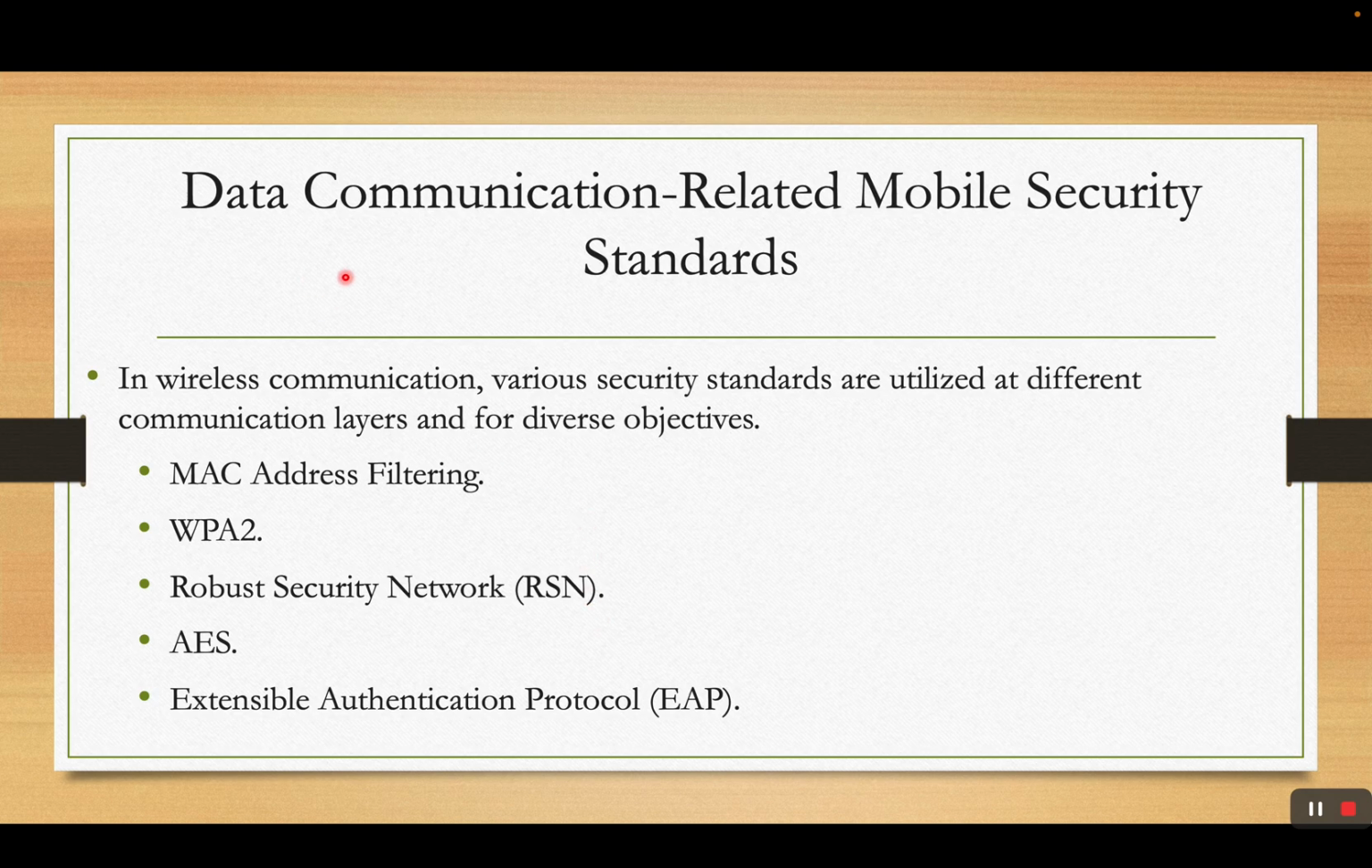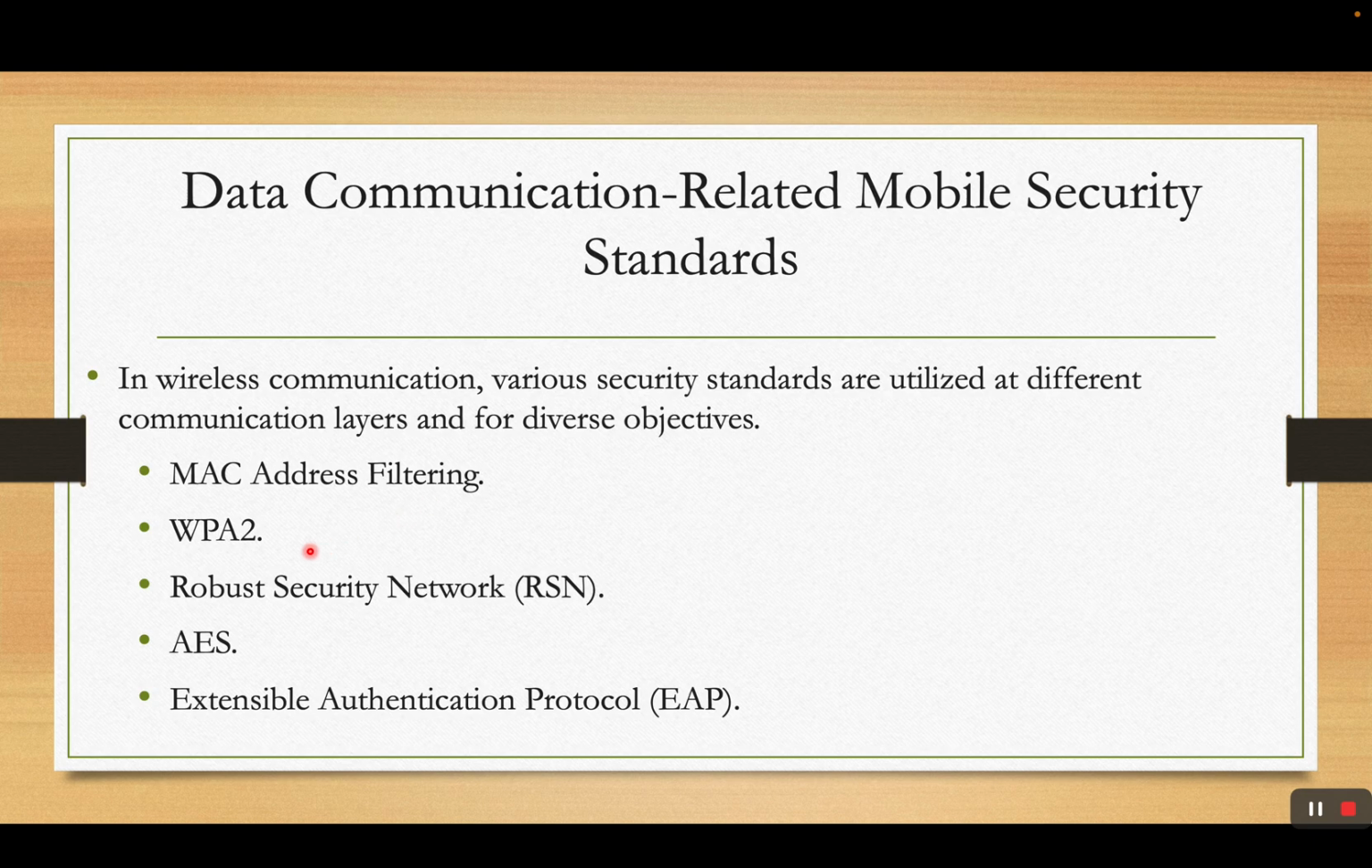Now, let's look at the data communication related mobile security standards. In wireless communication, various security standards are utilized at different communication layers and for diverse objectives. The first one is MAC address filtering. This filtering is a very basic security measure for Wi-Fi networks that involves configuring access points to only allow connections from specific devices based on their MAC addresses. It is not a foolproof security measure at all.